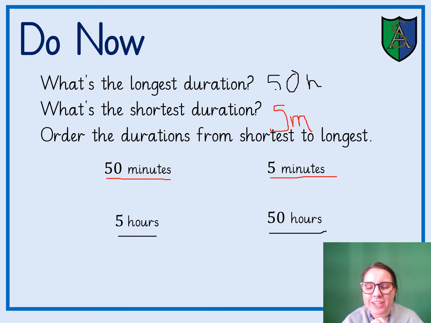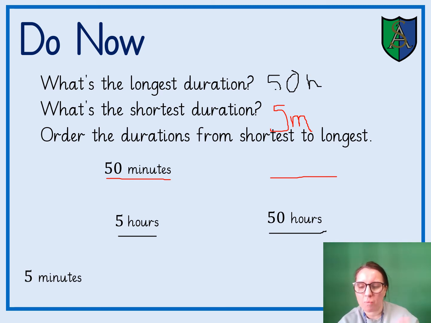Okay, now what we need to do is we need to order the durations from the shortest amount of time to the longest amount of time. Well, we've already identified the shortest amount of time being 5 minutes, so that must be our first one. We were correct. Okay, now we need to think about the second one. Which one would come second? Well, we've got 3 to choose from. One of them is minutes and the other 2 are hours. So we're going to go with the minutes because that will be the one that's next.